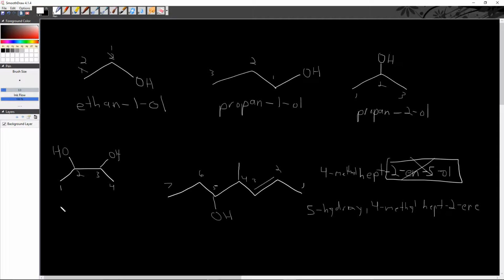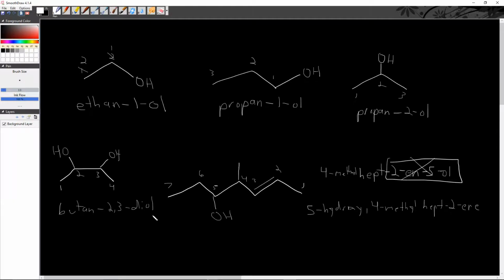This is 1, 2, 3, 4. Four carbons is butane, since the carbons are all single bonded together. This time I would go 2, 3. To indicate that there are those two hydroxyl groups there, we would just go diol. Butane-2,3-diol. All right, and that's alcohols.